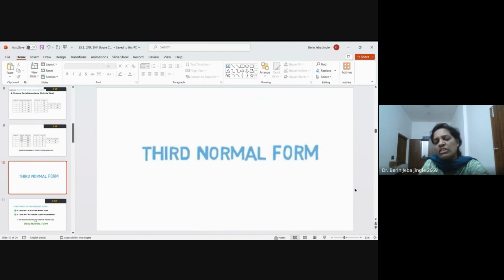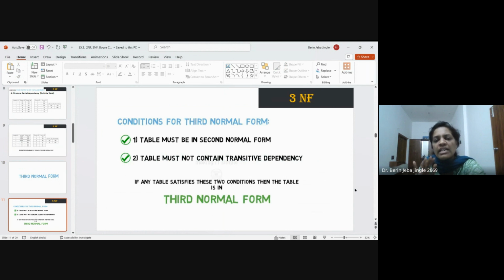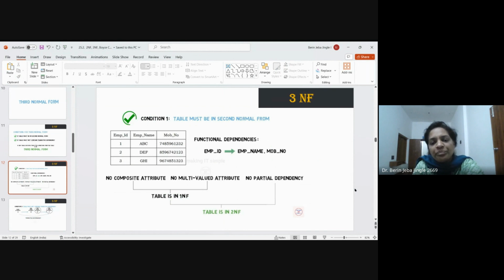So third normal form, what is the condition? The table must be in the second normal form, and the table must not contain a transitive dependency. If these two conditions are satisfied, then we can say the table is in the third normal form. See here, the table must be in second normal form. So when we check the dependency, the functional dependency is given: employee ID is the primary attribute, and employee name and mobile number are the non-prime attributes. The employee name depends on the primary attribute employee ID, and the mobile number also depends on employee ID. So there is no partial dependency, and we can say this table is in second normal form.